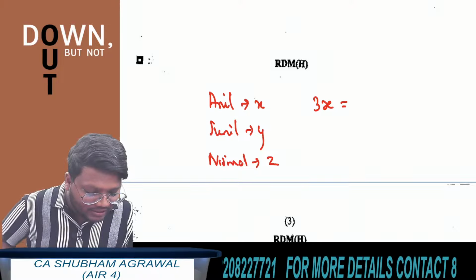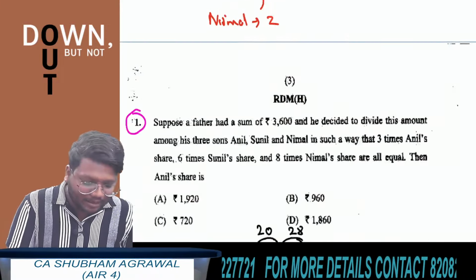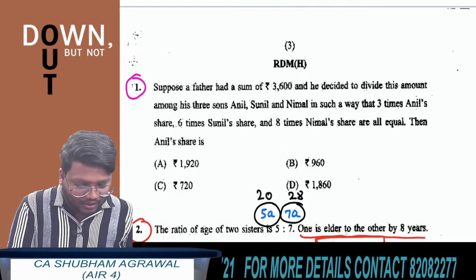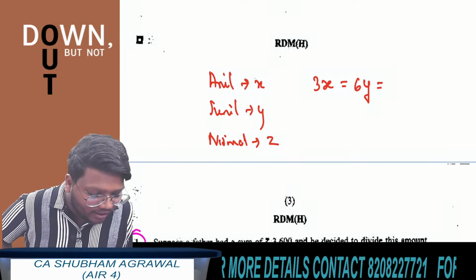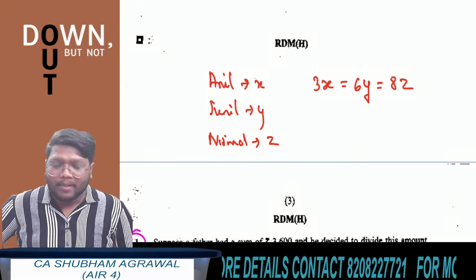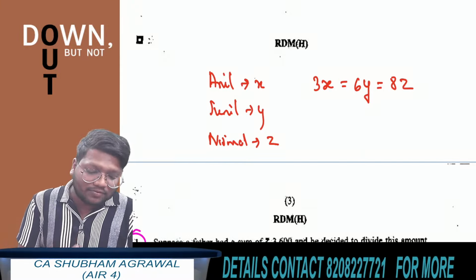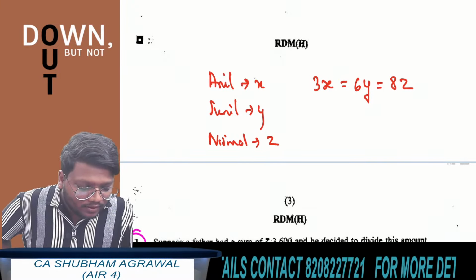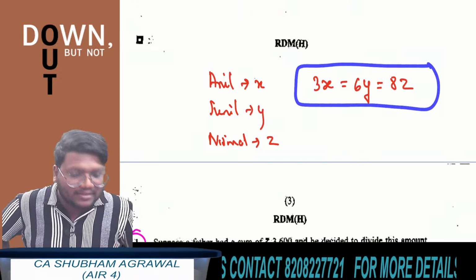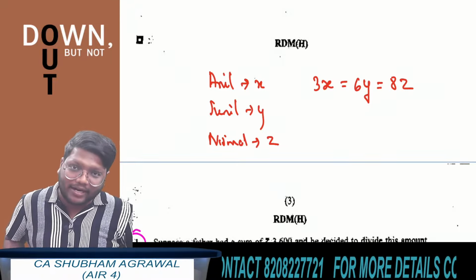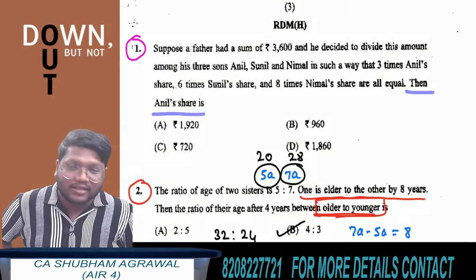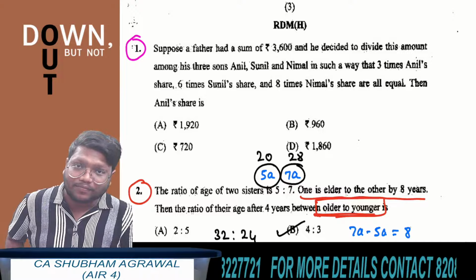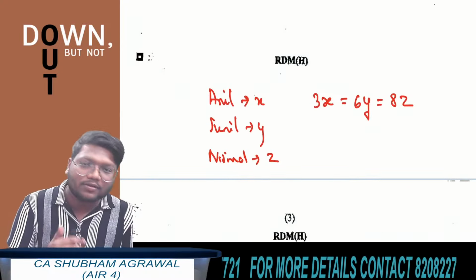6 times Sunil's share is 6y. And this is the same as 8 times Nirmal's share, which you can write as 8z. So 3x equals 6y equals 8z. This is given in the question. And what have they asked? We have to find Anil's share. Now see how to solve this question.